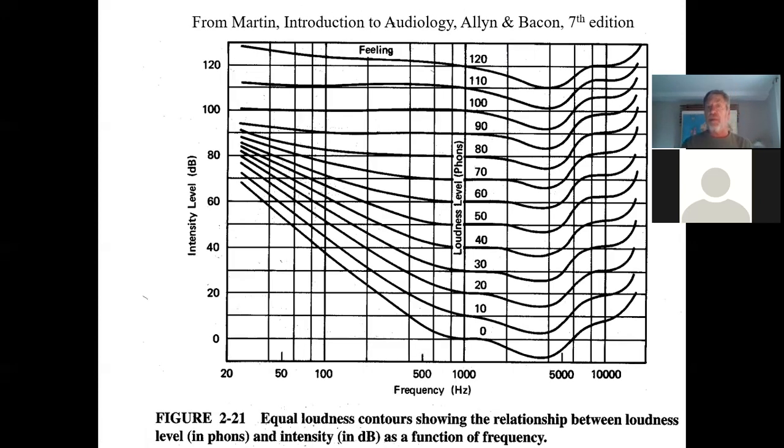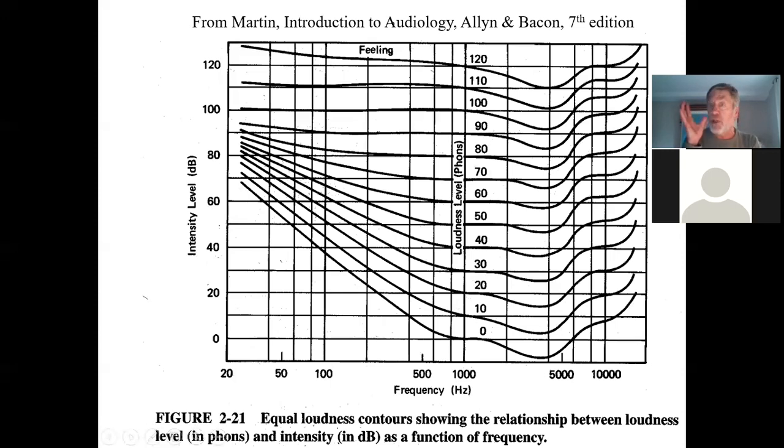Look at this. People did all kinds of them. The bottom one is minimal audible field. And then they turned up 1,000 hertz to 10 dB SPL. And then they asked people to match all the other tones so they sounded equally loud. And then they turned 1,000 hertz up to 20 dB SPL.